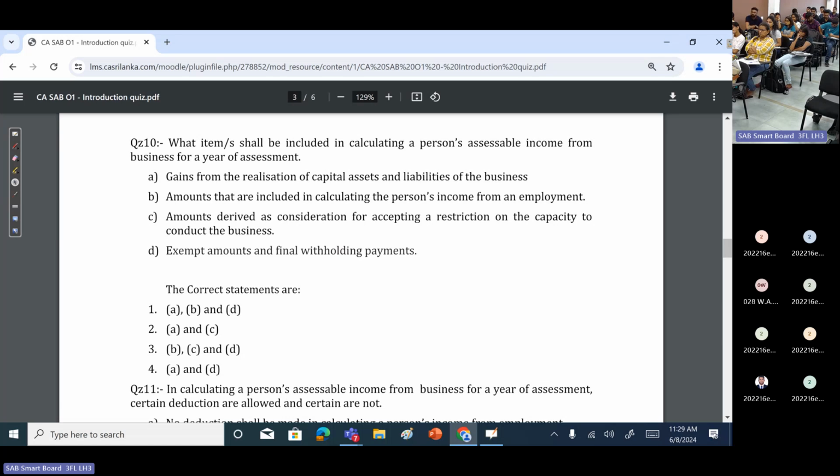Anyway, this is incorrect, right? So what's the correct answer? A, gain from realization of capital assets and liabilities of the business, that is also business. C, amount derived as consideration for accepting restriction of the capacity of business, that is true, the business part is there. Then 2 is correct: A and C. You remember, here it says employment income is out, and final withholding is also out.